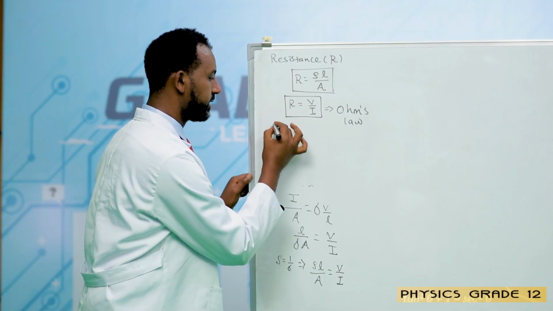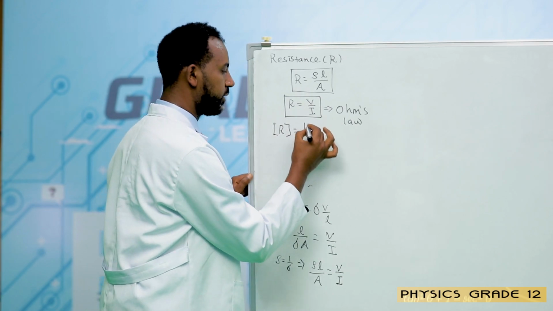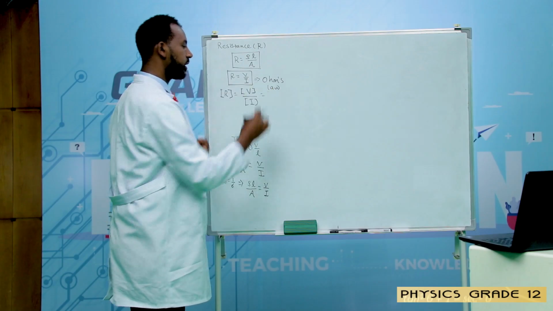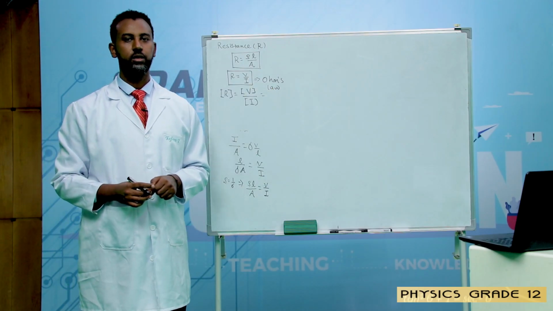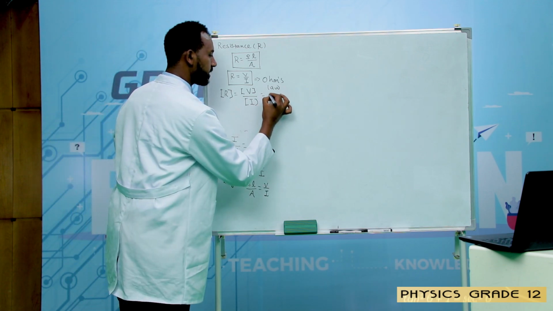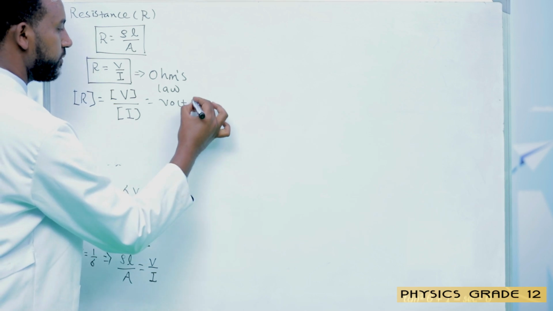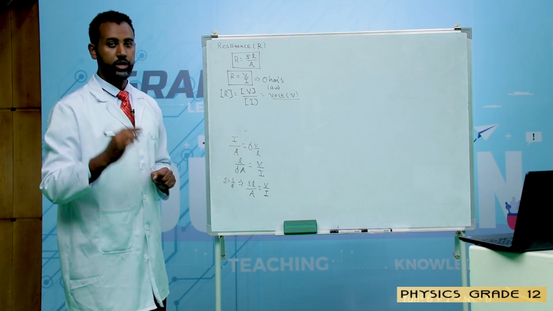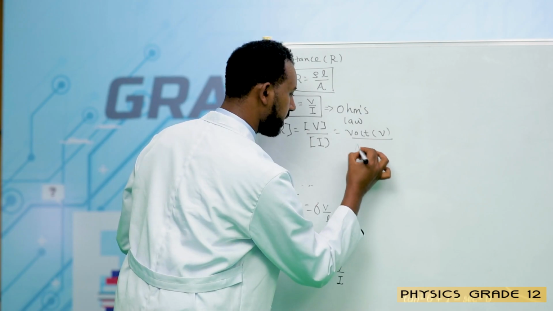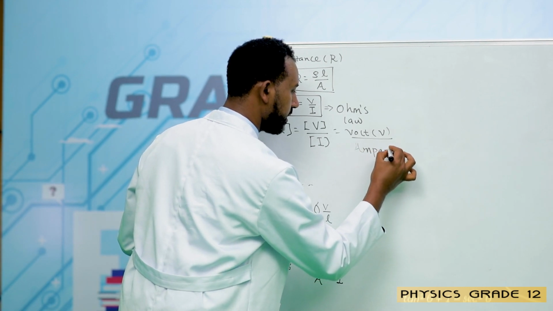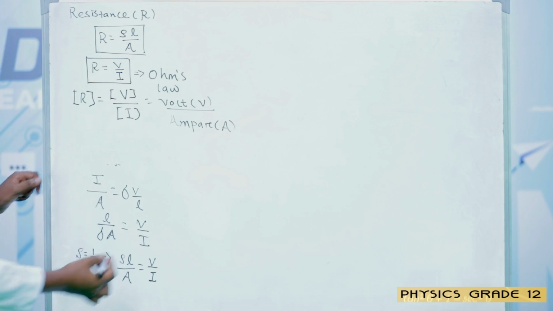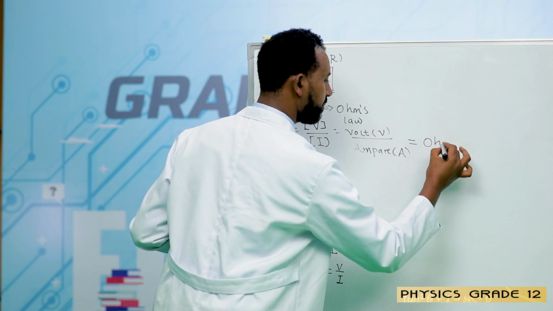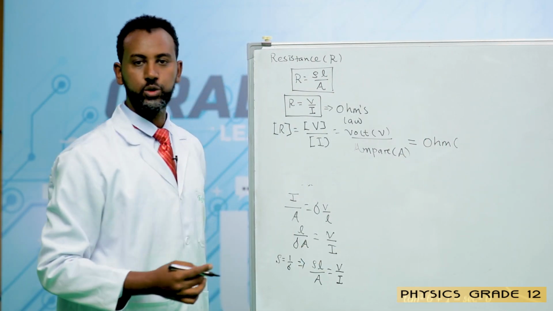The SI unit of resistance, R, is equal to the SI unit of potential difference, V, over the SI unit of electric current, I. What is the SI unit of potential difference or voltage? I hope you already mentioned it. It is known as volt, in honor of Alexander Volta. What is the SI unit of electric current? We have already discussed it previously. It is known as ampere, and it can be expressed as A. So voltage over ampere is known to be ohm, in honor of George Simon Ohm.